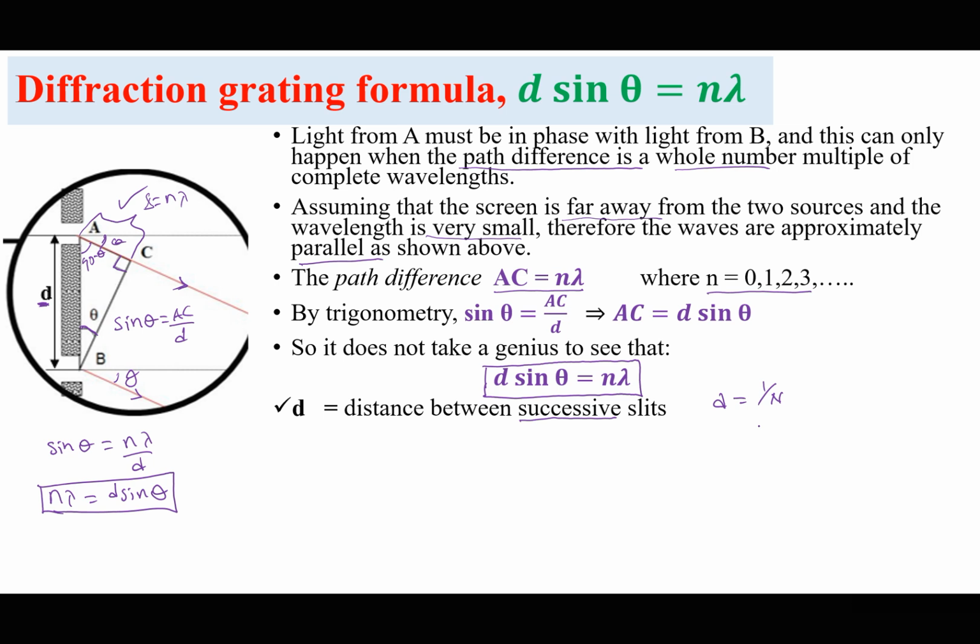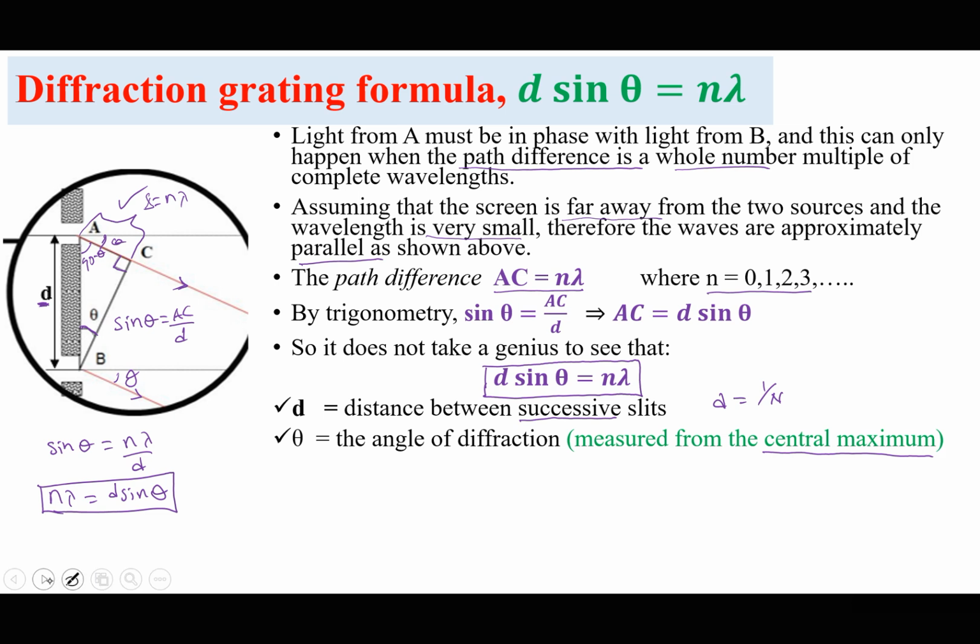It may not be easy for us to measure d using a ruler or whatever, because d is very, very small. Then theta is going to be the angle of diffraction, which is measured from the central maximum. So theta is always measured from the center. And then n is a whole number, which is the spectrum order, or the order number that we shall be talking about, order of diffraction.